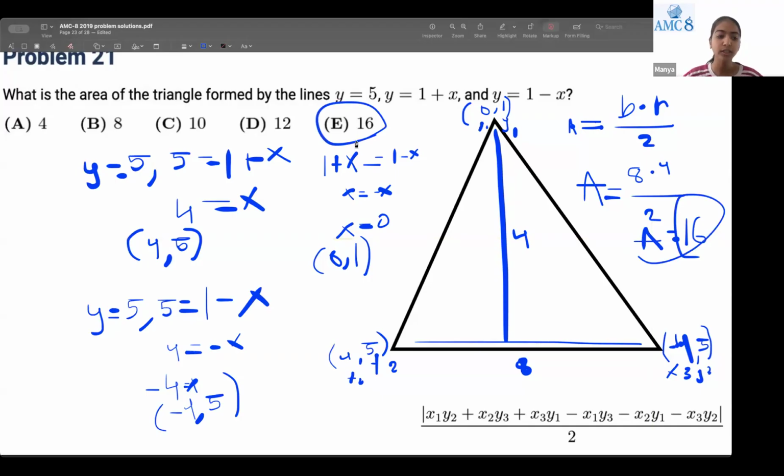Once again, if you would like to just double check, you can use the shoelace theorem. This is called the shoelace theorem right here. You can use this formula to find out the value of the total area.